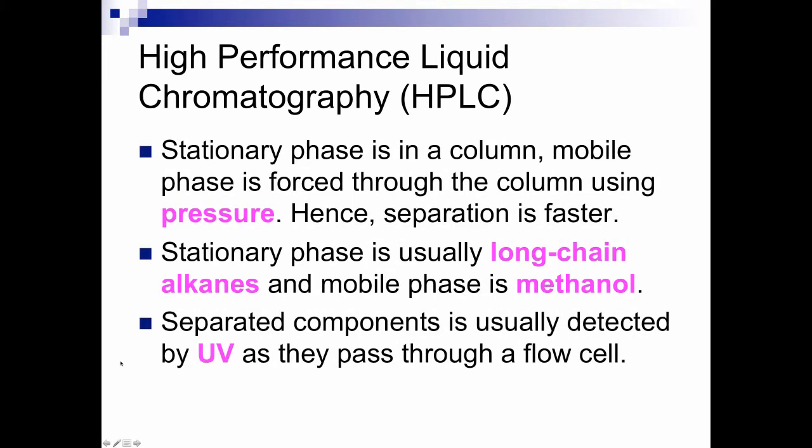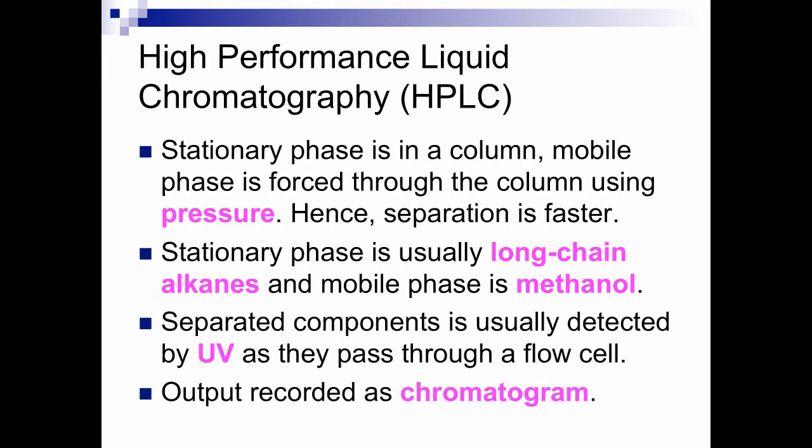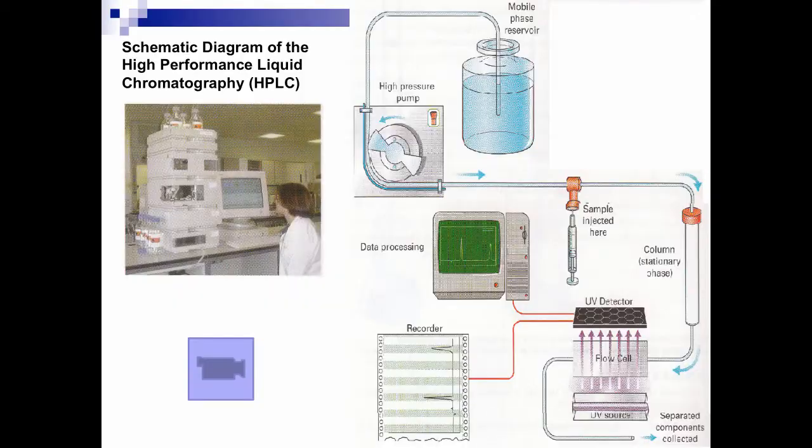These separated components are usually detected by ultraviolet radiation as they pass through a flow cell. The output recorded is on a chromatogram. In this case, the chromatogram would have absorbance on the y-axis and time on the x-axis. The next slide represents a schematic diagram of HPLC.